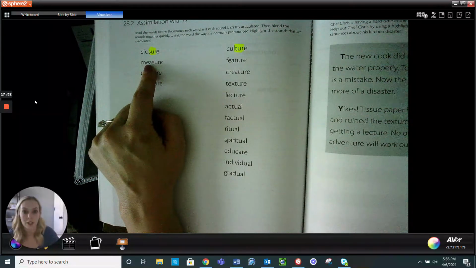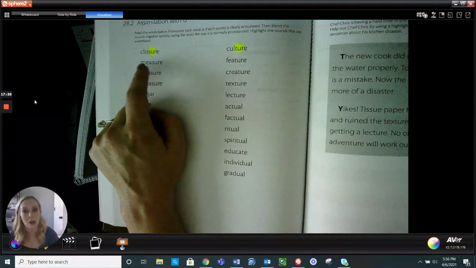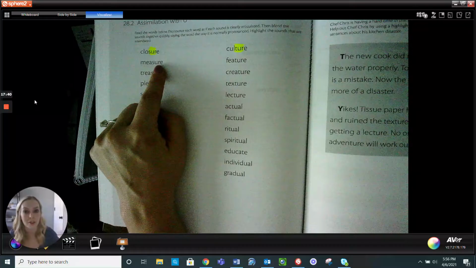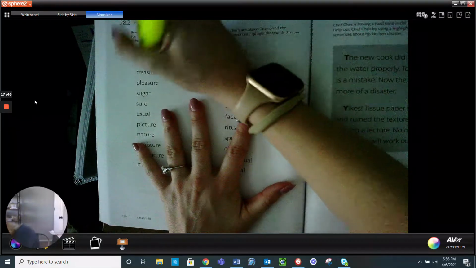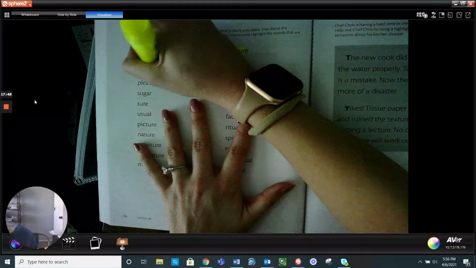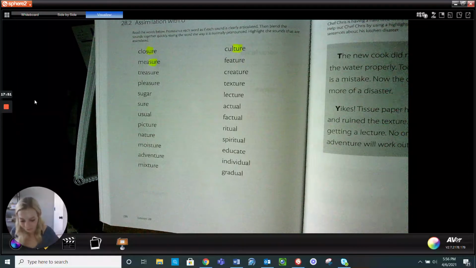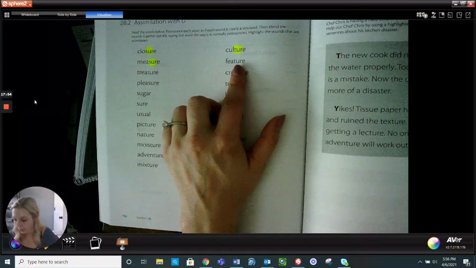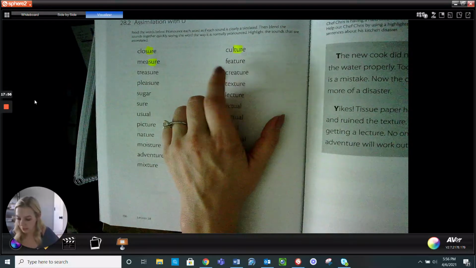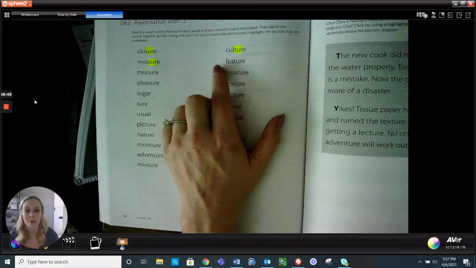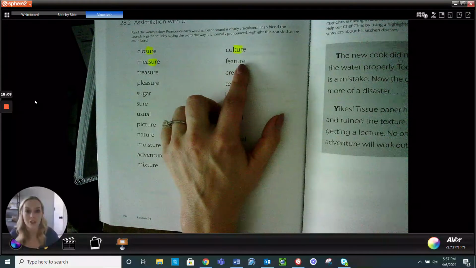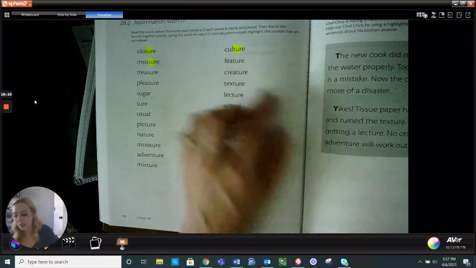T-U-R, let's do this one. Measure. All right, let's articulate each sound. Messure. That one's pretty easy. It's very similar to closure. So again, it's S-U-R. And let's do this one. Let's do feature. All right, the word is feature. But if I were to articulate, it would be feature. So our assimilated sounds are T-U-R.